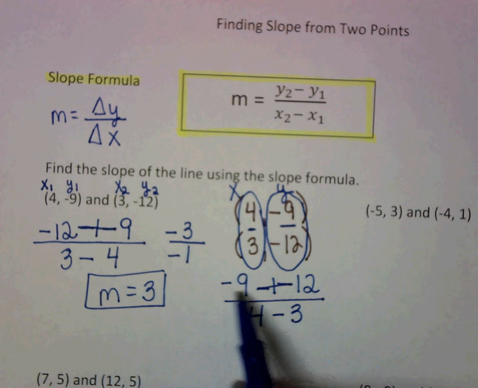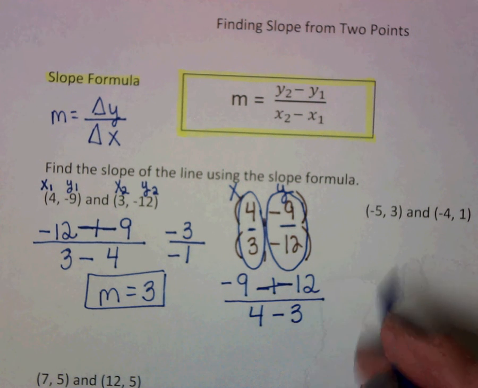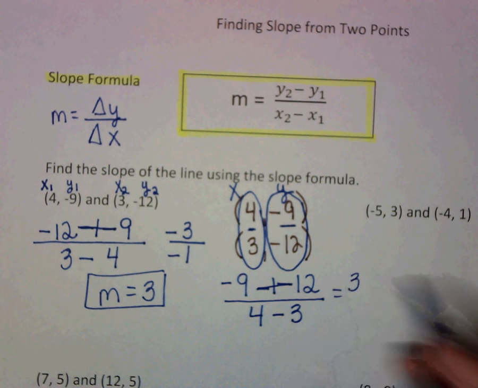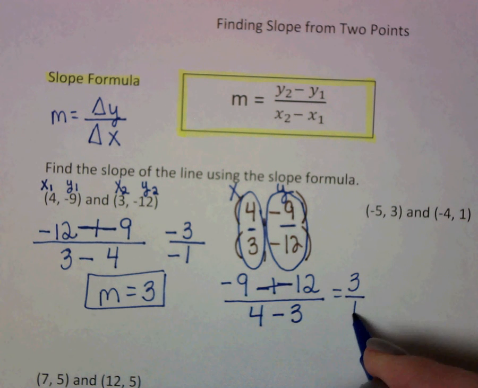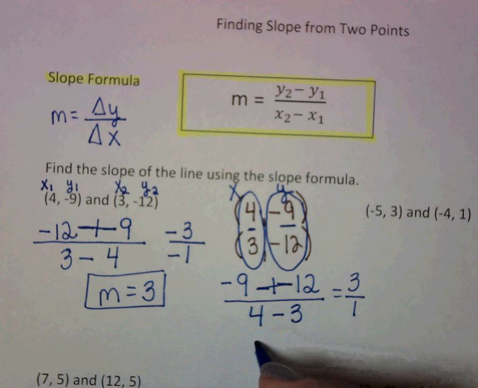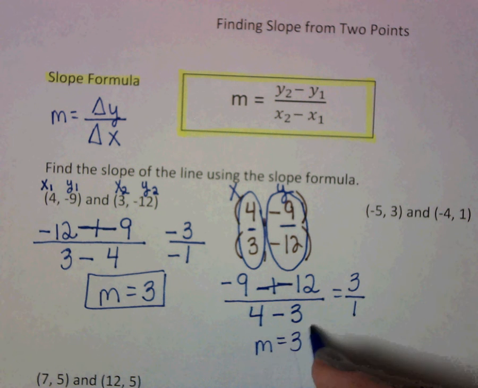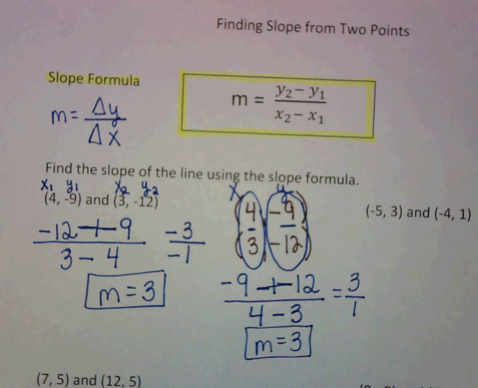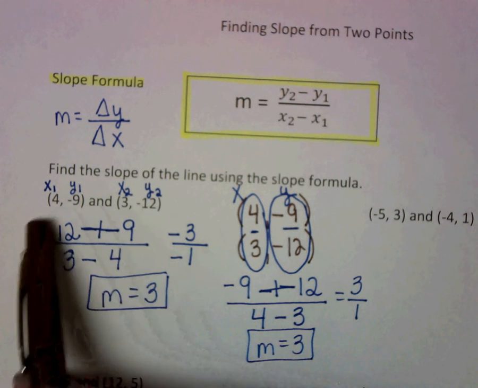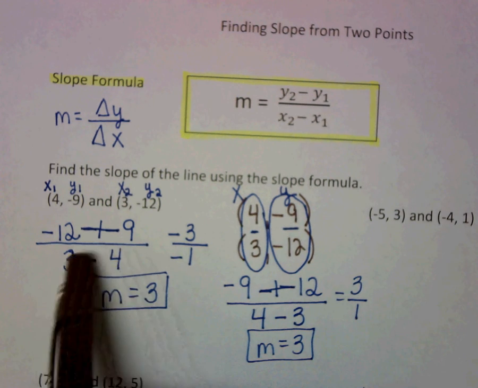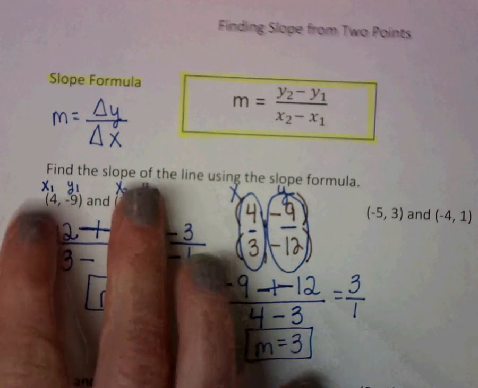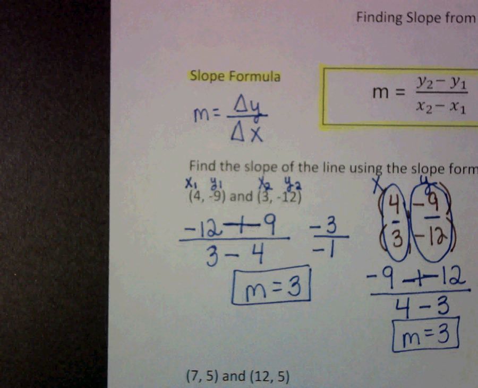Okay, so negative 9 plus 12 is still 3, and 4 minus 3 is 1, and 3 divided by 1 is still positive 3. So it doesn't matter, but what's really important, again, is to make sure that we're getting our Y's together on top and our X's together on bottom. We also don't want to mix things up. Like I want to show you this. We wouldn't want to do this.